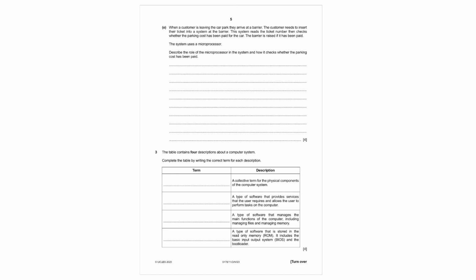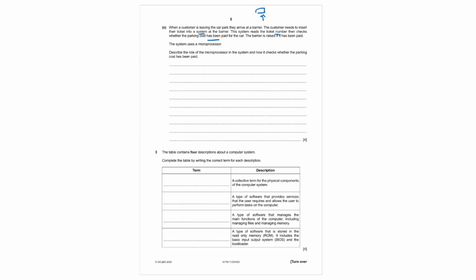When a customer is leaving the car park, they arrive at a barrier, just the regular barrier that moves up or down. The customer needs to insert their ticket into a system at the barrier. The system needs to read the ticket number and then checks whether the parking cost has been paid for the car. The barrier is raised if it has been paid, and it does not raise if it has not been paid. The system uses a microprocessor.